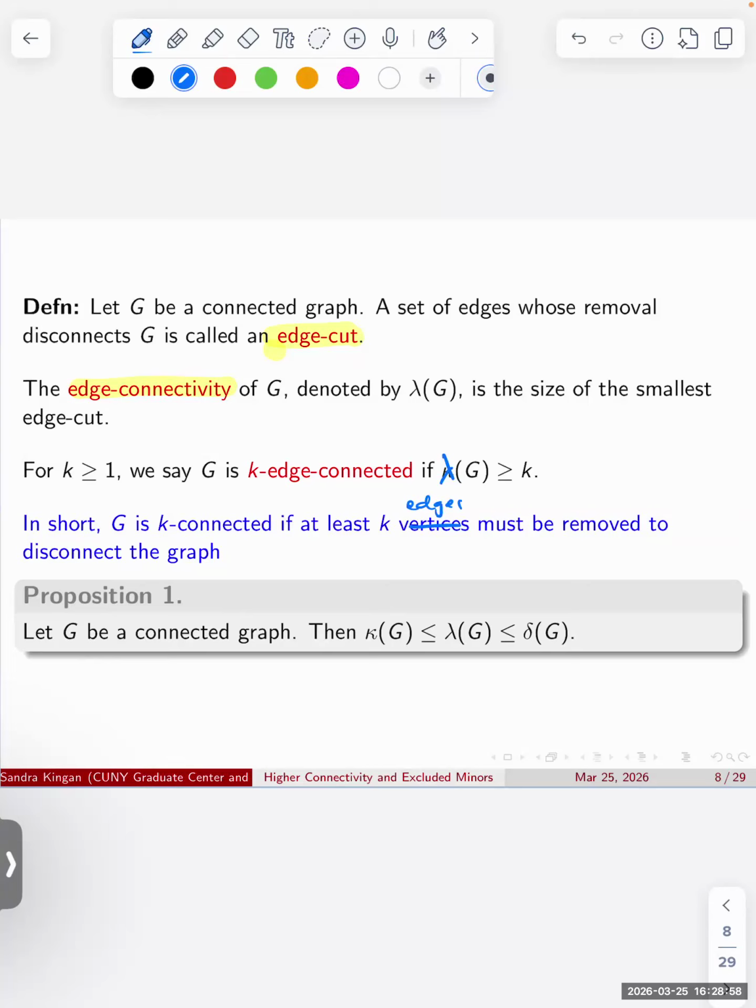So a set of edges whose removal disconnects G is called an edge cut. The edge connectivity of G is lambda(G). We say G is k-edge-connected if lambda(G) is at least k. In short, G is k-edge-connected if at least k edges must be removed to disconnect the graph.